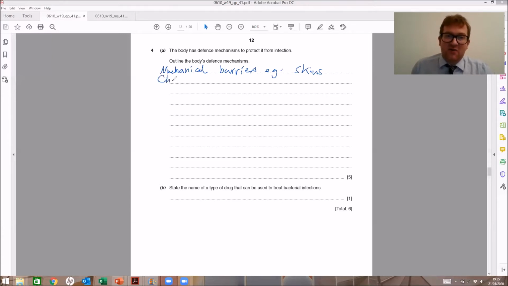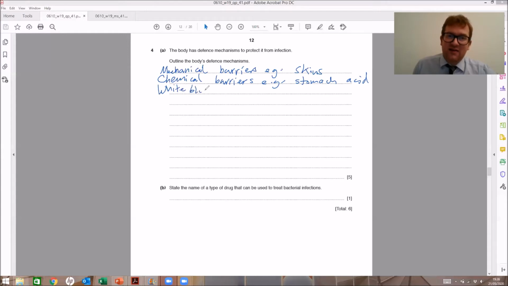We also have chemical barriers. Let's say you've eaten something that contains some bacteria on it. You have stomach acid, the hydrochloric acid there. Now that would probably destroy most things. Now let's say hypothetically a pathogen has successfully made it past those defenses and entered the bloodstream. Here you have the white blood cells.